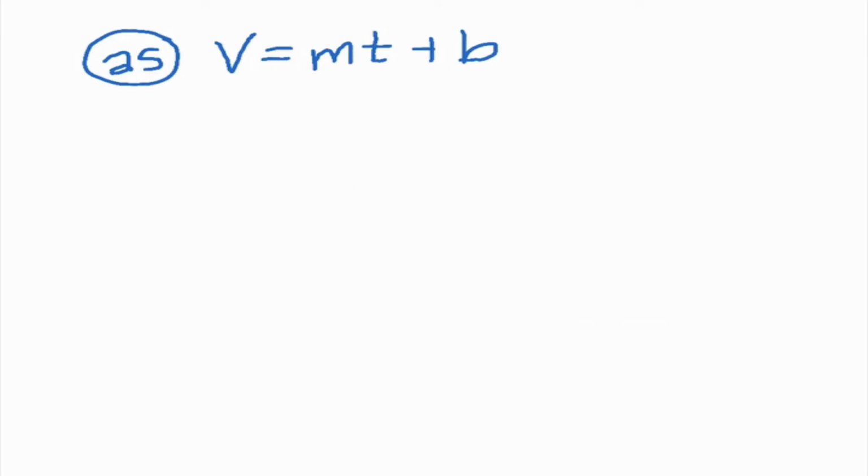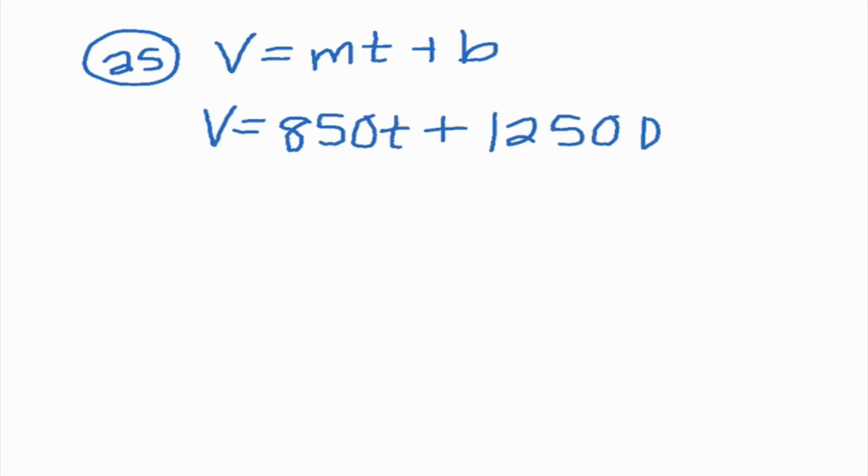25 just deals with taking real-life information and being able to write an equation. So if we look at this, v, the value, is equal to the slope times the number of years since 2010 plus the y-intercept. So in this case, since t is the number of years since 2010, b would represent the value in 2010, which actually is given to us.